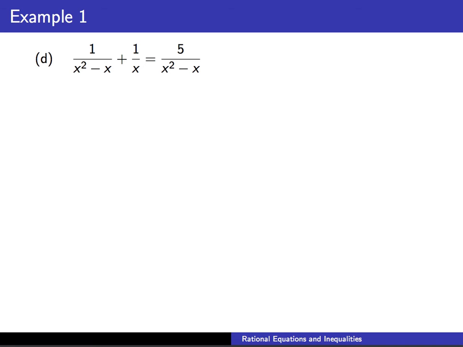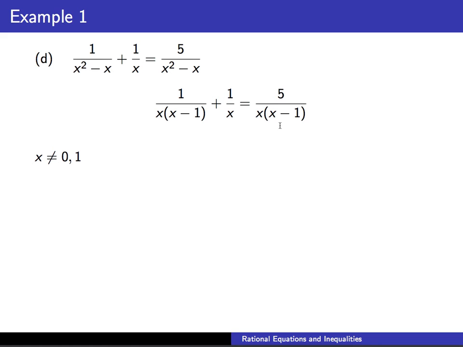All right, in this video we're going to pick up where we left off from the previous video on solving rational equations. So example 1D, we have 1 over x squared minus x plus 1 over x equals 5 over x squared minus x. So let's factor what we can, and the x squared minus x factors as x times x minus 1. So looking at our denominators, we definitely don't want x to equal 0, and we definitely don't want x minus 1 to equal 0. So we don't want x to equal 0, and we don't want x to equal 1. So those are our two forbidden values in this problem.